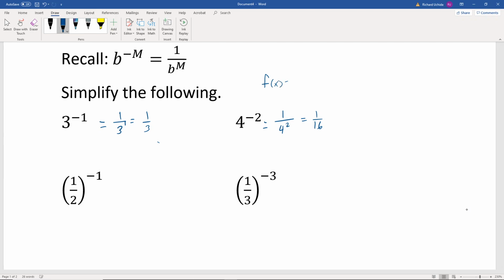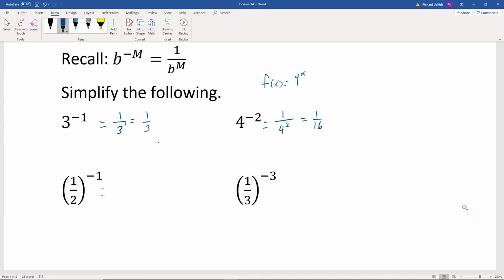Now, just to show you how this will be useful, when we're dealing with exponential functions, let's say f of x equals 4 to the x. These are called exponential functions because the variable is in the exponent. We're going to be graphing these functions and doing things with them. So it's good to remind ourselves, okay, what if we plug in negative values for x? What would be the value of the function?